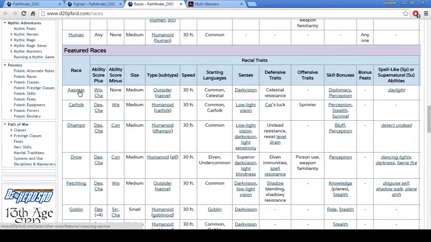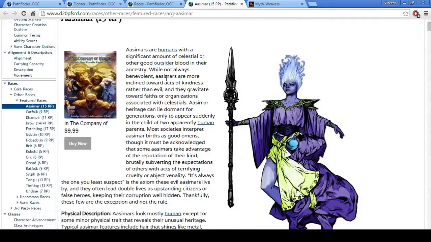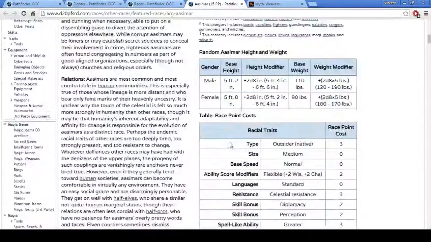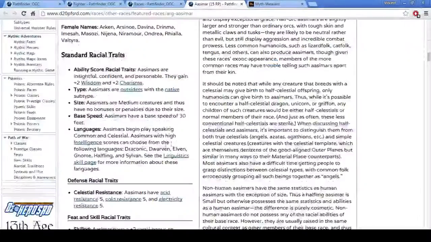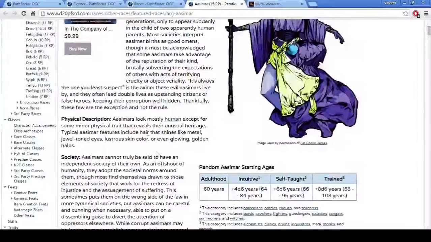Like, what's an Aasimar? If you want more detail on one, just click on it. You click on the Aasimar, open that up in a new page, and it's going to tell you they're humans that have outsider blood. That's angels. They basically have angel blood in them. So I'm like, oh, that's cool. And they look a little bit like that. It'll tell you all kinds of things about it. A lot of this stuff is pure flavor text.